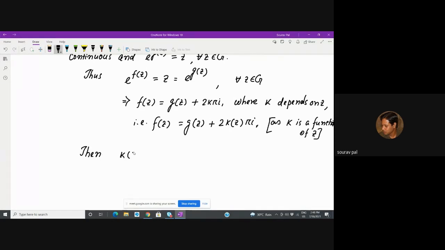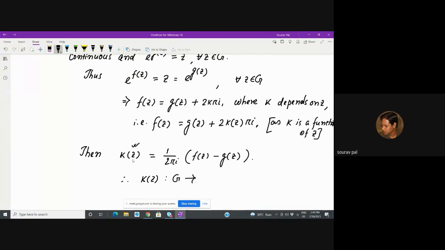You just look at this function k(z). What is k(z)? That is 1 upon 2 pi i times (f(z) minus g(z)), right? So therefore, this k, where is it defined? Both functions f and g are defined on G. So this function is defined on G.